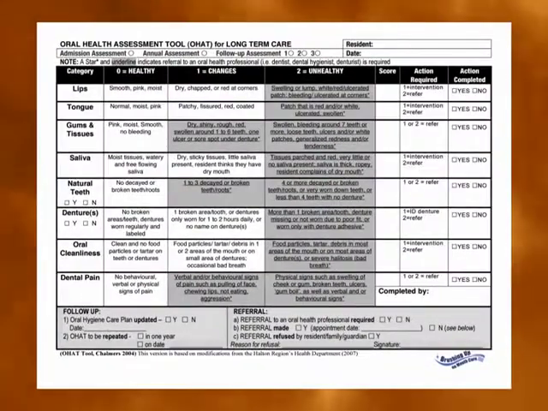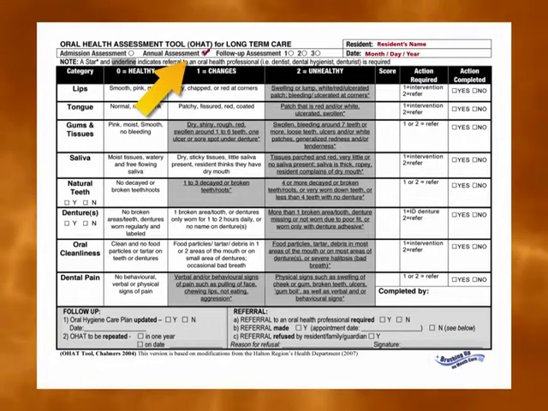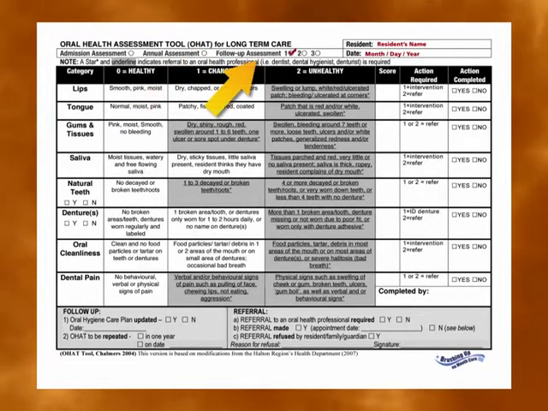At the top of the page, write the resident's name, the date, and indicate if this assessment is an admission assessment. This would be their first assessment completed within 4 weeks of being admitted. An annual assessment would be completed when residents have been living in the facility for at least a year. Or a follow-up assessment. Follow-up assessments can be done at various times throughout the year. Frequency will depend on the scoring from their previous assessment. Residents with higher scores will likely require more attention to their oral health.